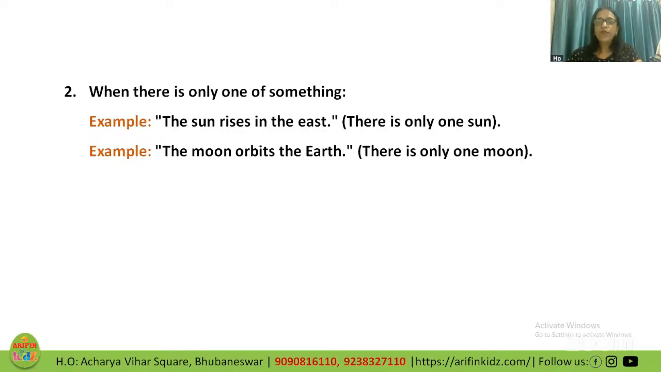When there is only one of something: "The sun rises in the east." As I told you, there is one sun, one moon, one sky. So here "the" is used. Second one: "The moon orbits the earth." As you know, the moon moves around the earth. So here we use "the moon".